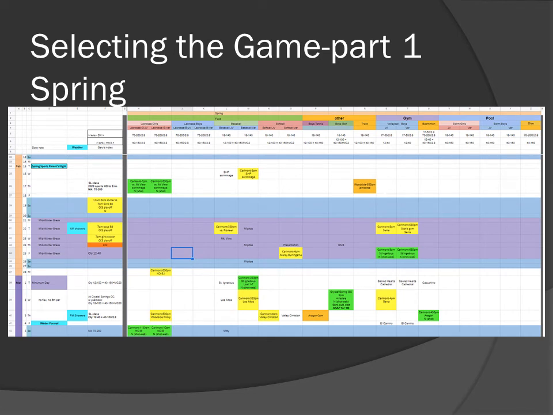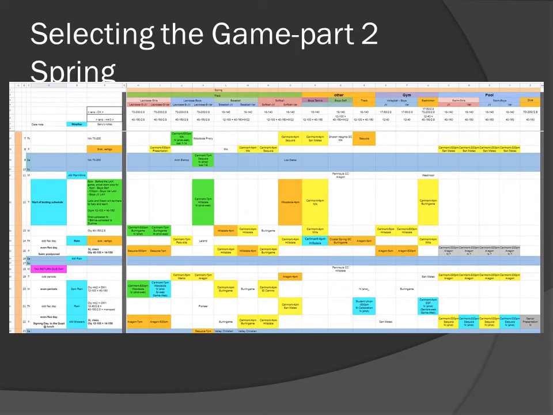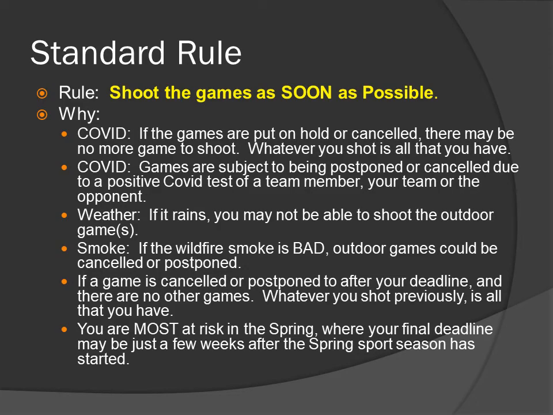Selecting the game, Part 1, Spring. This is the early part of the spring season. You can see there's a lot of sports with nothing scheduled. This is the time to jump on the sports that are scheduled, because later on the calendar gets really crowded and it's hard to start picking sports. So get the sports out of the way that you can early. Standard rule, as I said: shoot the games as soon as possible.